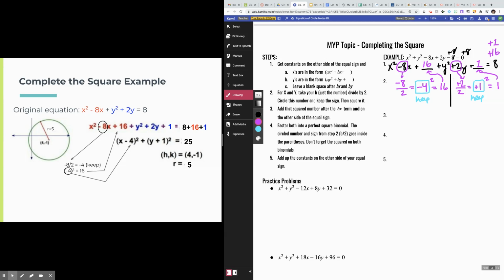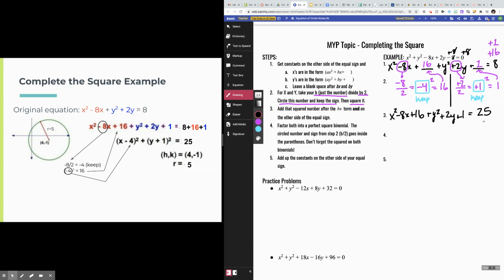Okay, so that's step 2. That's where most of the math happens, right? The actual arithmetic. Okay, so the process is: take the number in front of either the x or the y, divide it by 2, circle that number and keep the sign, square it, and then I kind of combined step 3 here: add that squared number to both sides of the equal sign. So my newly fully written out equation is x squared minus 8x plus 16 plus y squared plus 2y plus 1 equals, and I have 16 plus 1 plus 8, and that equals 25.